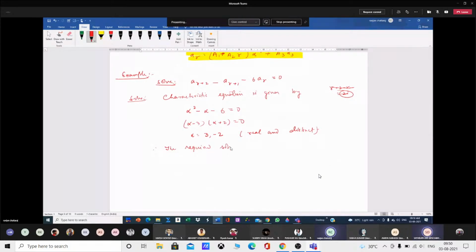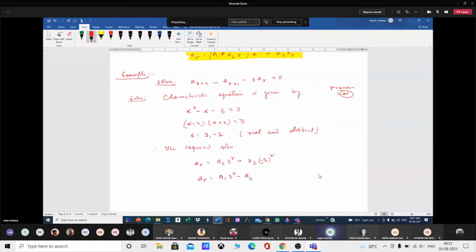So A1 times 3 to the power r, minus A2. r may be any value. Minus, because we have A2 and minus 2 to the power r. So ultimately you are getting A1 3 to the power r minus A2 into 2 to the power r.